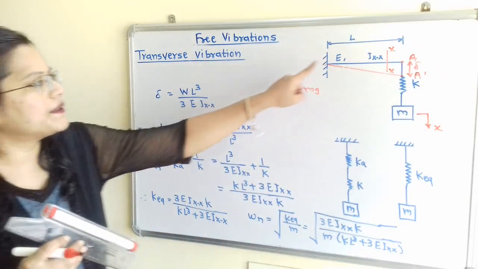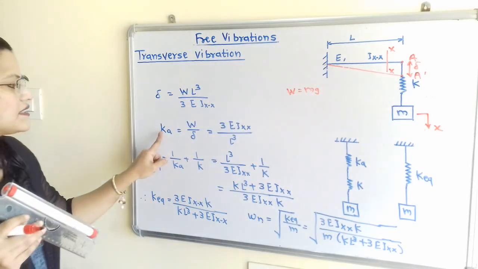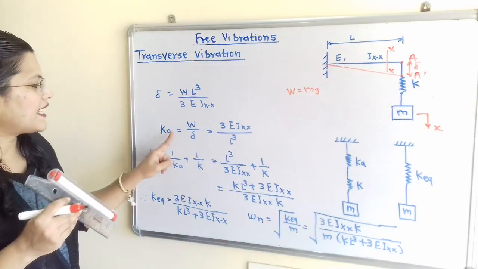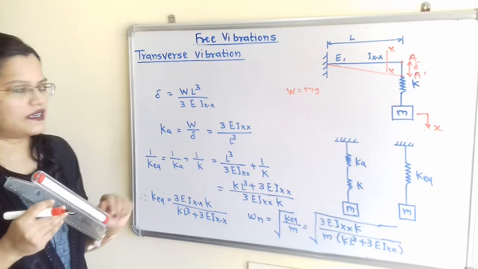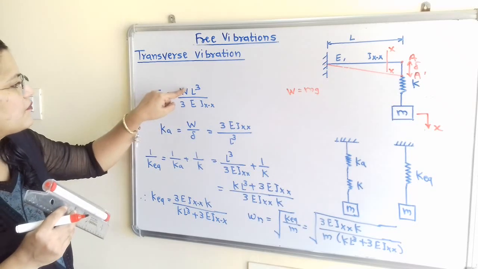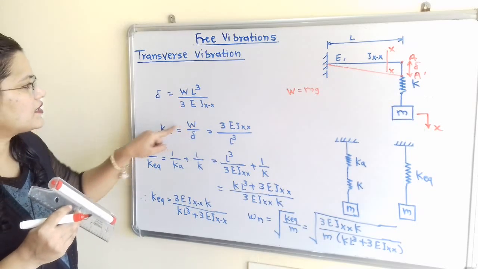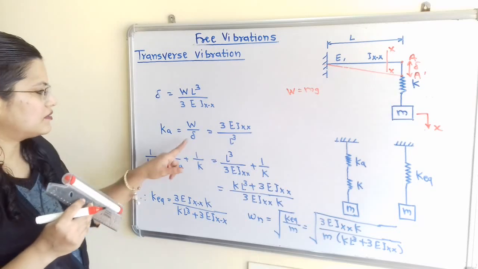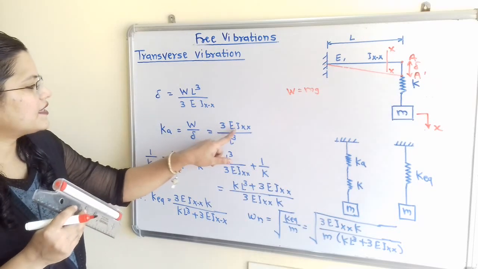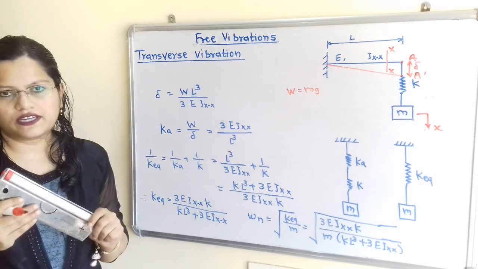For this beam we will consider the stiffness Ka for the beam. So Ka is equal to W by delta. When we simplify this, the W in the numerator and the W in delta get cancelled, so we can write Ka equal to 3EIxx divided by L cube.